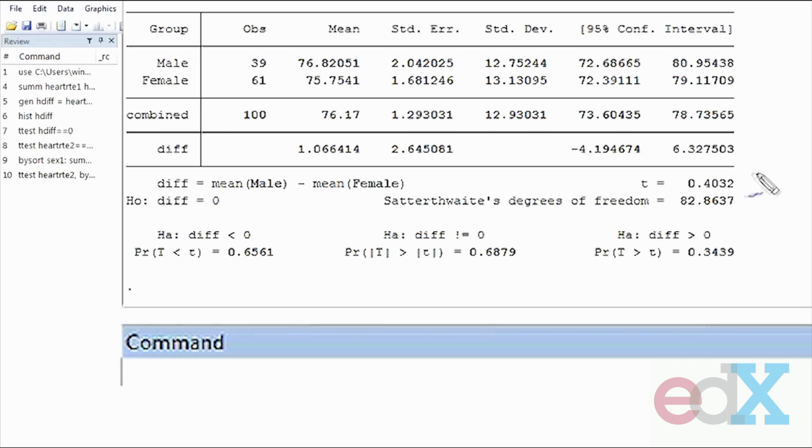We can see that our test statistic is 0.4032, and our degrees of freedom are 82.8637. With unequal variances, we know that the distribution of the test statistic is not exactly a t-distribution, so we have to approximate it with a t-distribution. That's why we get these funky degrees of freedom, because we have to approximate this distribution.